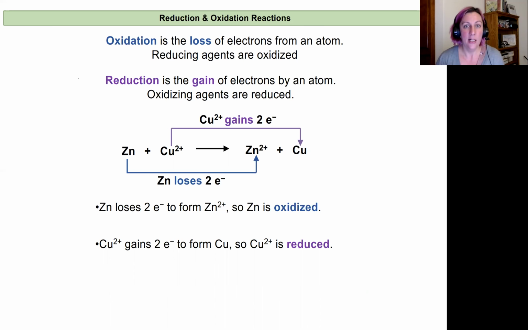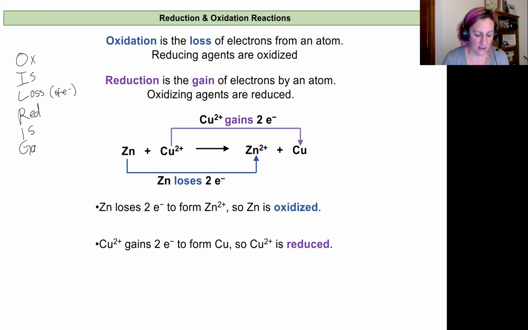There's a couple. Leo the lion says GER, so that's actually not what I know very well. So Leo the lion is loss of an electron, gain is reduction. The one I also know is OIL RIG, which is oxidation is loss of an electron, and reduction is the gain of an electron. That's one I remember best. You can look up Leo the lion says GER.